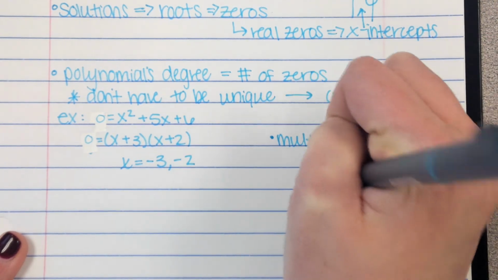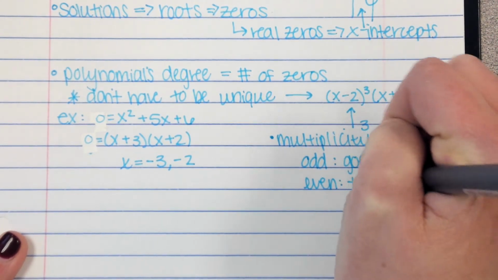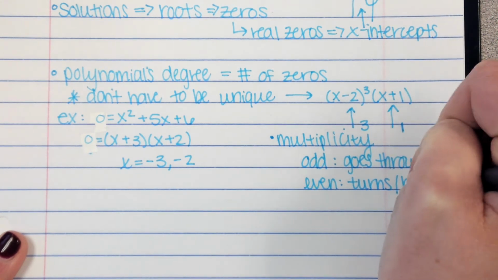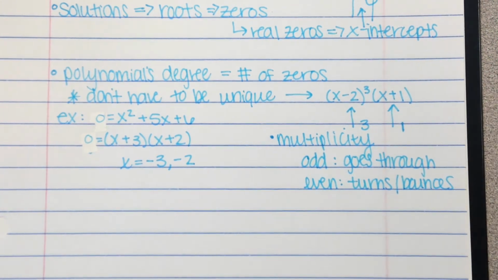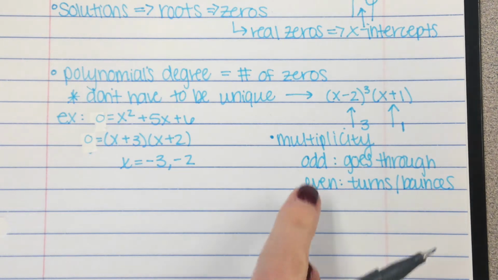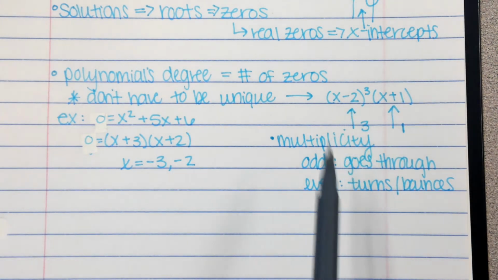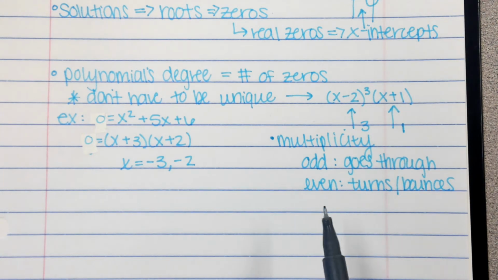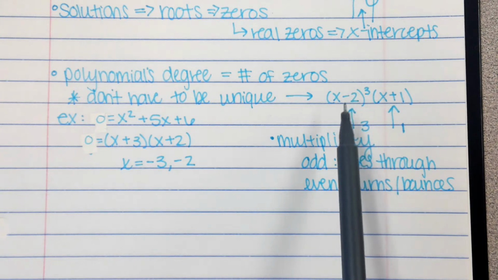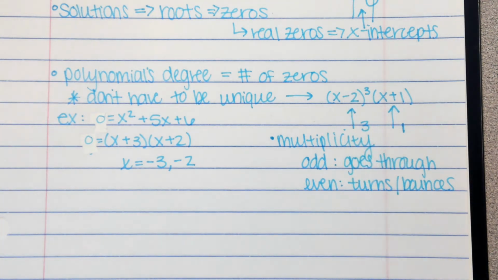If it's even, it turns or bounces back. Okay, so we're going to use that information again today. We wrote it down yesterday, but you can make another little note of it here. Odd multiplicity, it goes through the point. Even, it turns or bounces at that point. And we're going to be looking at those in some graphs today.